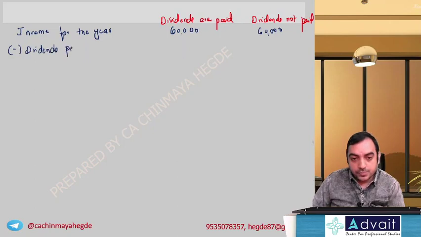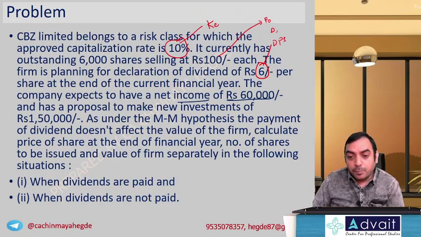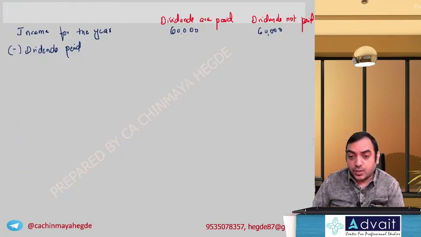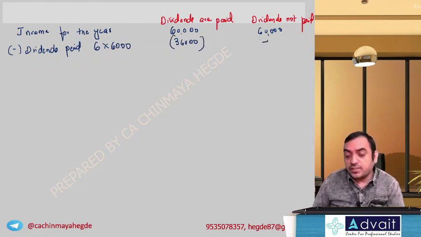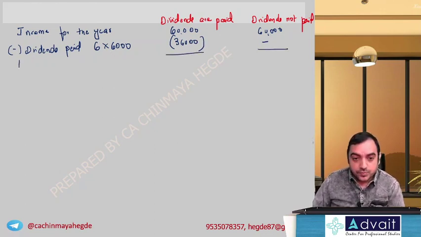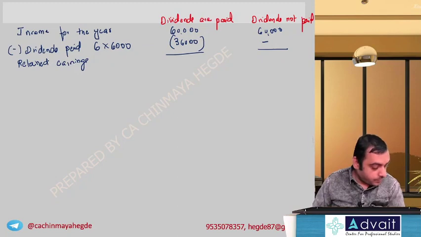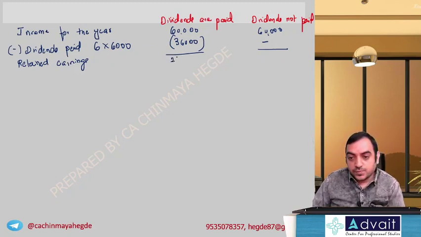dividends paid. Of course, they're planning to pay. They're not yet paid, planning to pay. How much they're planning to pay? 6 rupees per share. They're having 6,000 shares. 6 rupees into 6,000, 36,000. And dividend not paid means nothing, blank. So how much is retained earnings? 24,000 and 60,000.